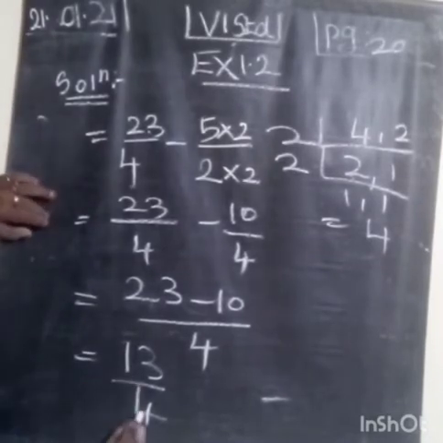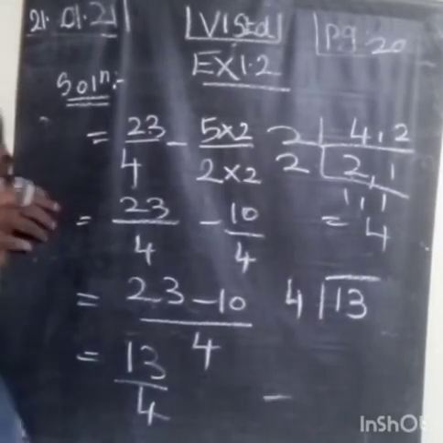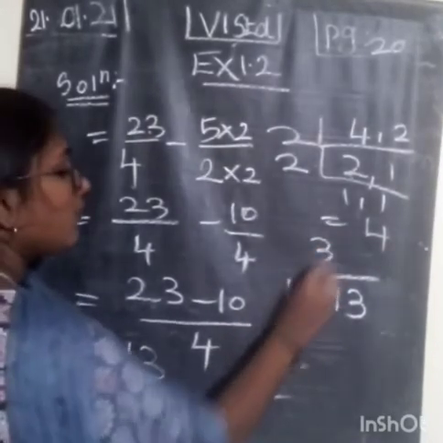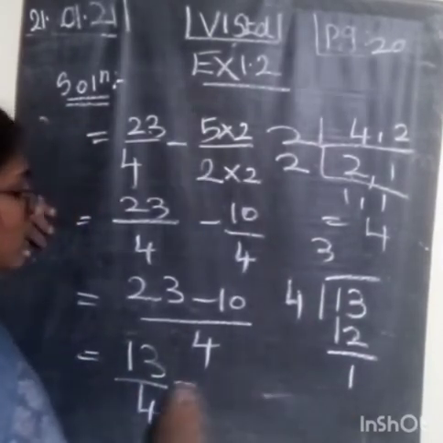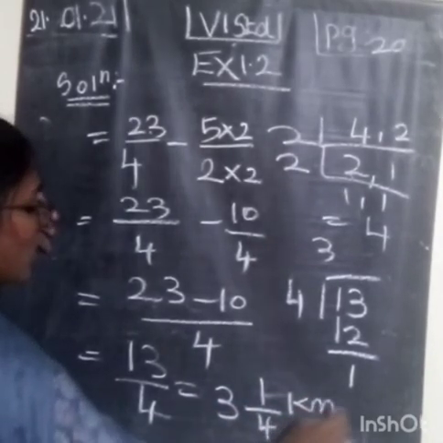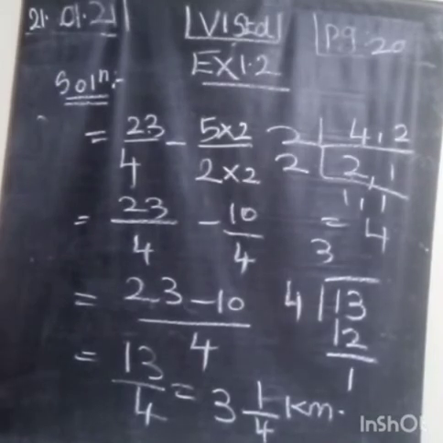So dividing these values, 13 by 4. 1 4s are 4, 2 4s are 8, 3 4s are 12. So 3 4s are 12. 13 minus 12 is 1. So the answer is 3 into 1 by 4 kilometer. So the distance he still has to walk is 3 into 1 by 4 kilometer.